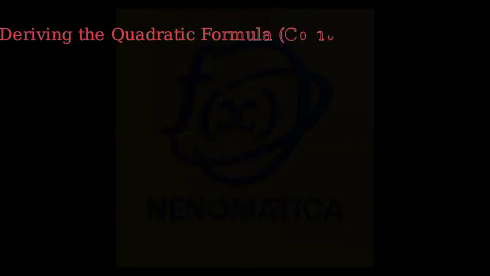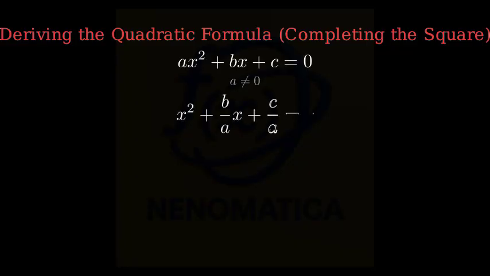In this lesson, we will derive the quadratic formula by completing the square, and then use it to solve a concrete example. Step 1. Start with the general quadratic equation: ax squared plus bx plus c equals 0. Here, a is not equal to 0. Step 2. Divide every term by a to make the x squared coefficient equal to 1. Step 3. Move the constant term to the right side.